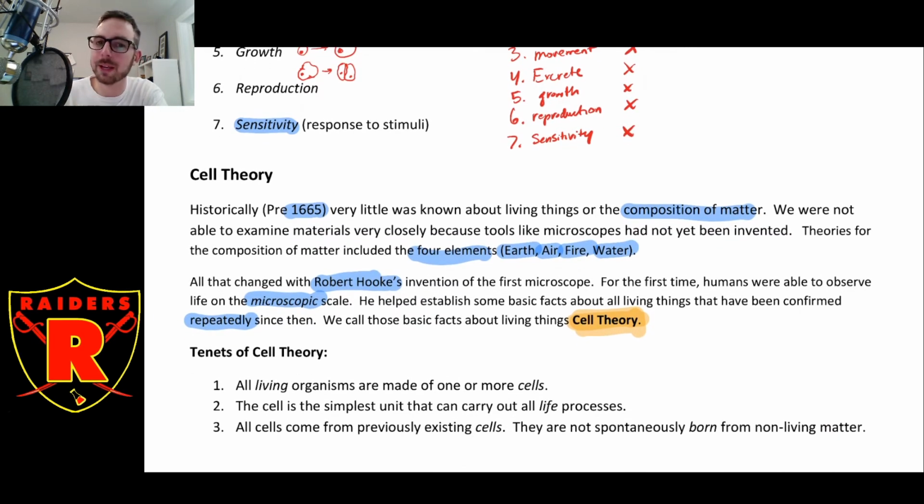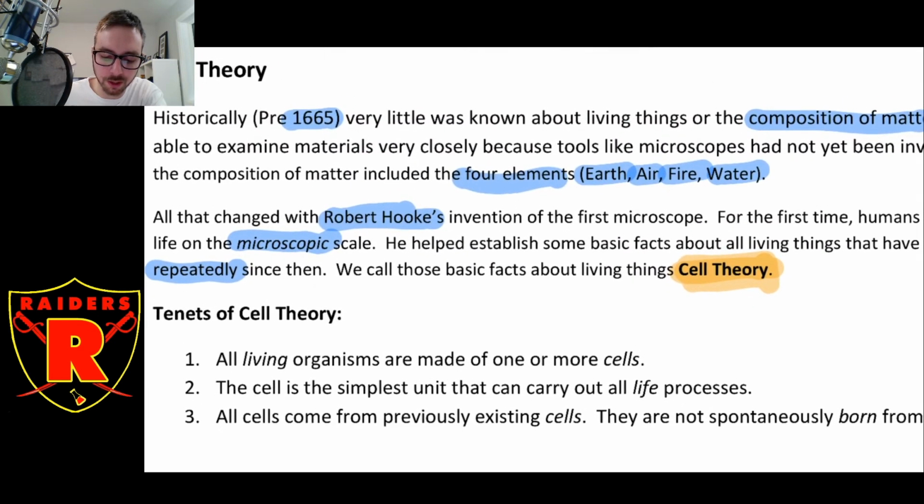But there are three basic ones. We've added a couple other ones to cell theory, but basic cell theory only has 3 tenets. So these are the ones that you need to know. So first of all, living things are made out of at least one, but often more than one cell.